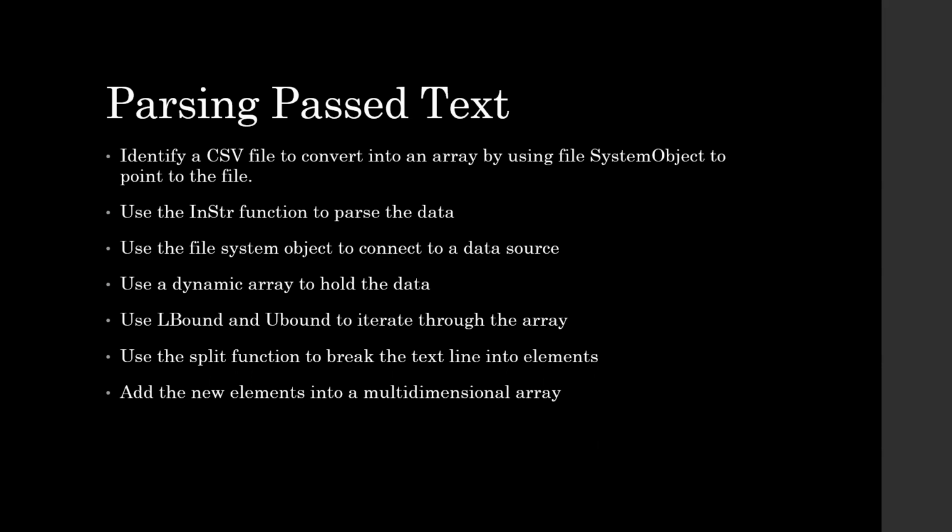We're going to use our dynamic array to hold the data just like we did before. Use our L-bound and U-bound to iterate through the array. And then finally, what we're going to do is use split with that delimiter to break the text into its various elements. Lastly, we're going to take those elements and put them in a multi-dimensional array. So let's take a look at this code.